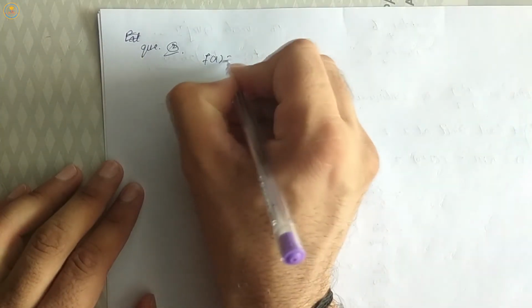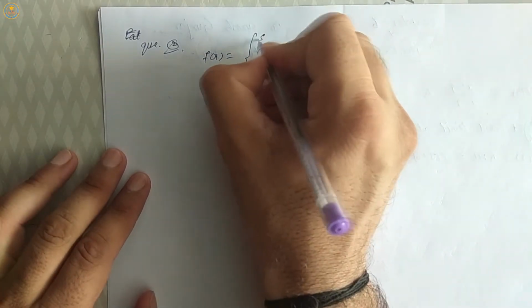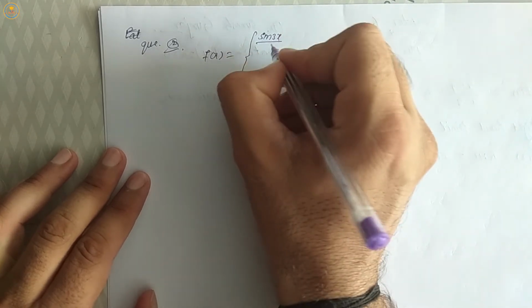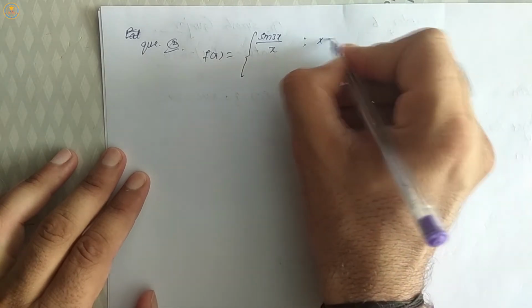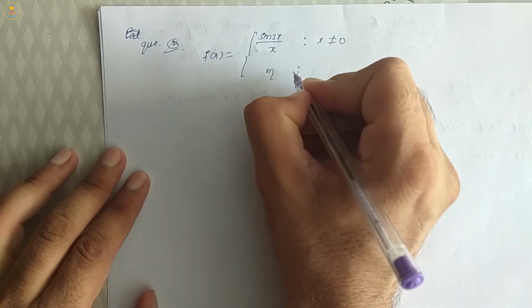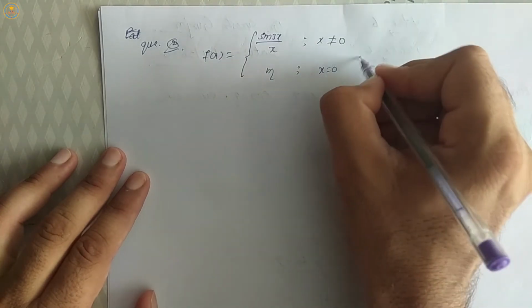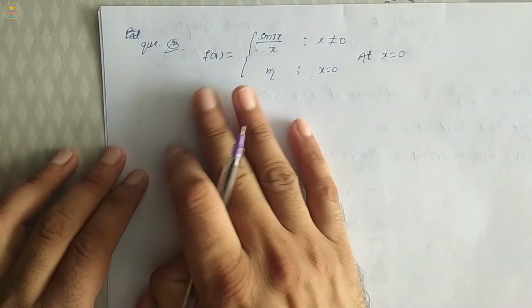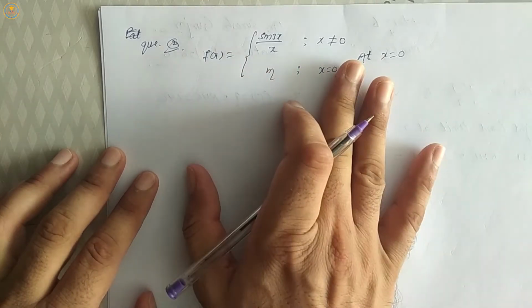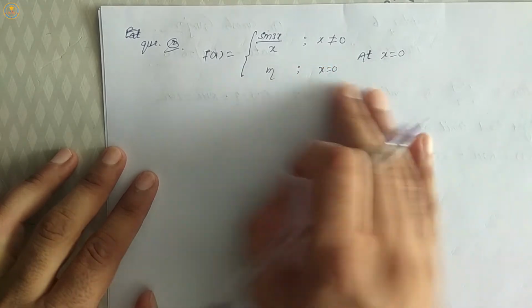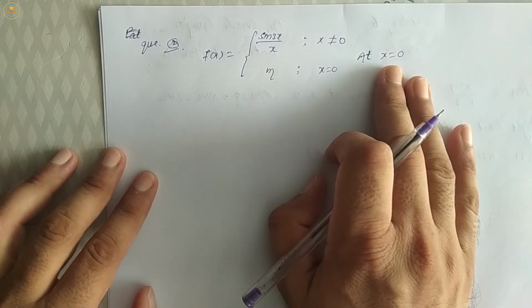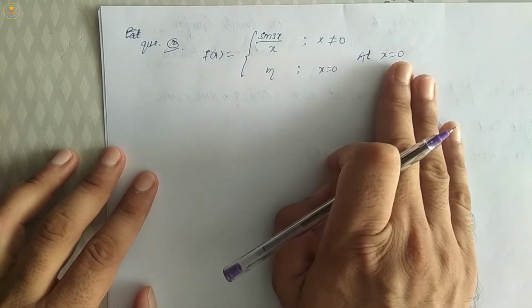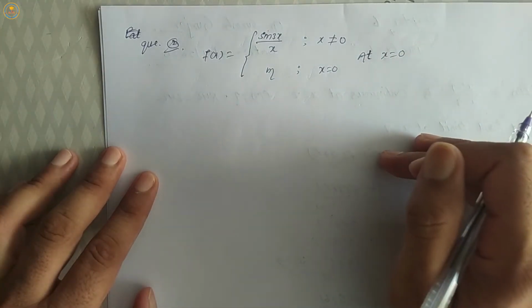Question number 2. If function f(x) = sin 3x/x if x not equal 0, and m if x = 0, is continuous at x = 0, then the value of m.